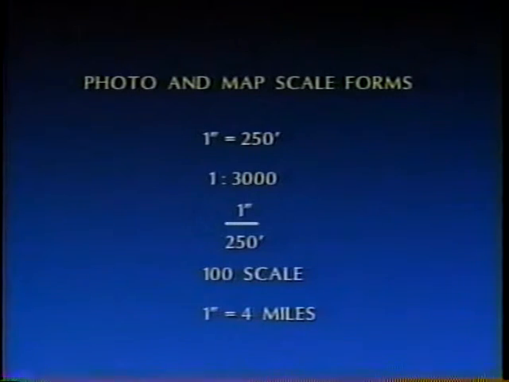Number 2, scale. Map and photo scales are expressed in various forms, such as 1 inch equals 250 feet, 1 to 3,000, 1 inch over 250 feet, 100 scale, or 1 inch equals 4 miles. These various forms of scale represent units on the map or photograph in relation to units on the ground.